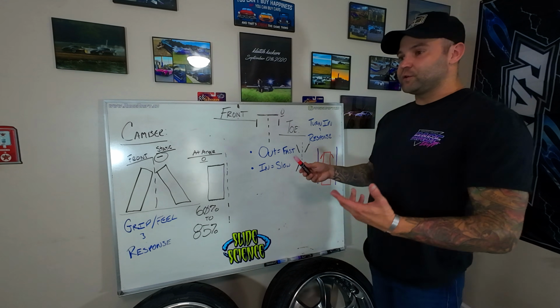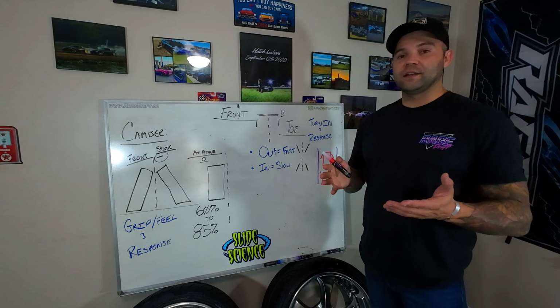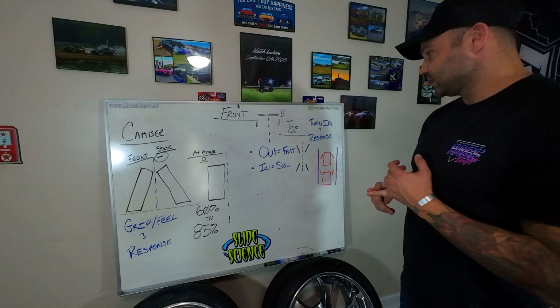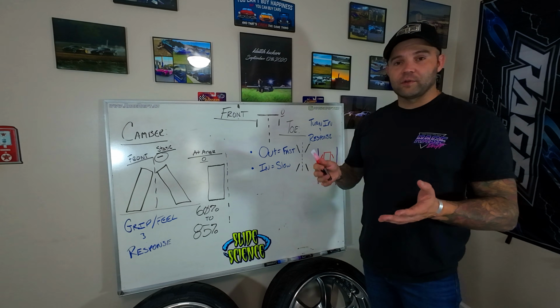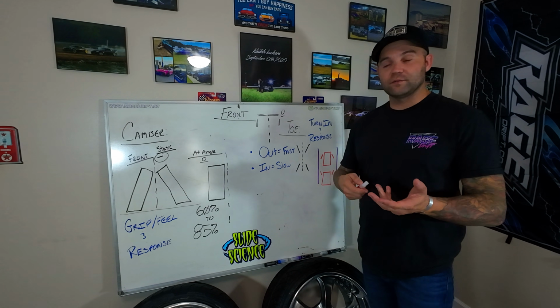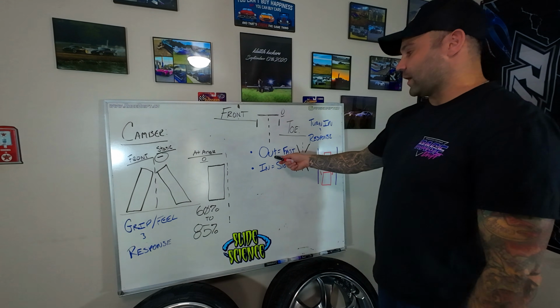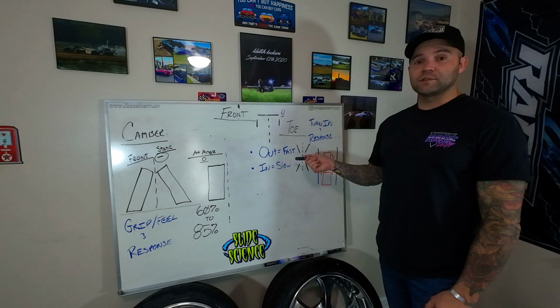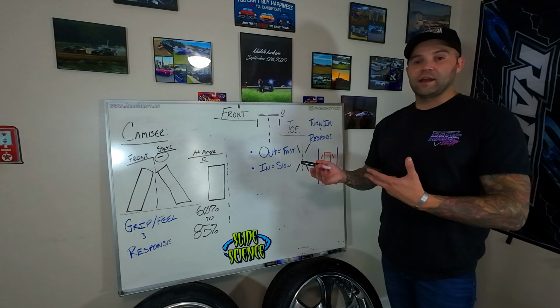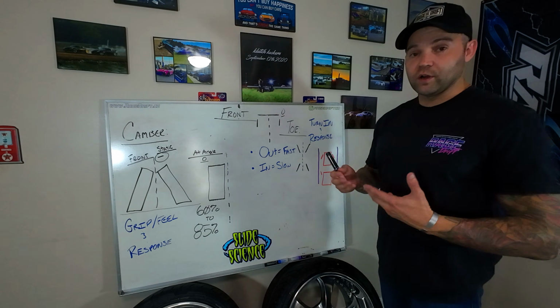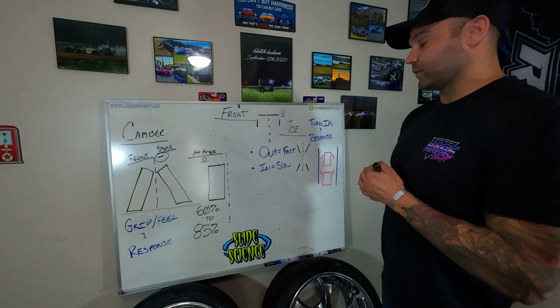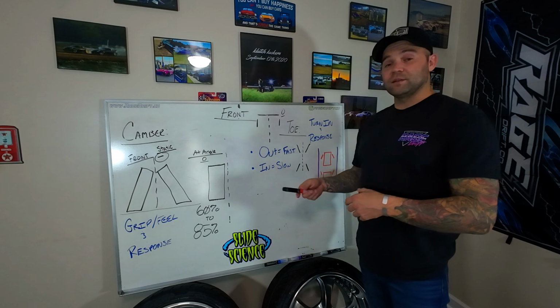So what does toe do? Toe is going to affect the front end's turn in or that steering response. So how fast that car reacts to that input to turn into the direction of drift or into the turn. So toe out is going to make it a faster turn in, a faster response, but in excess of that could make it very twitchy or unstable as you get closer and further to lock. Versus toe in, it's going to be very slow to react.